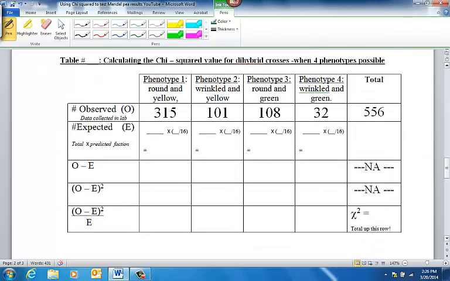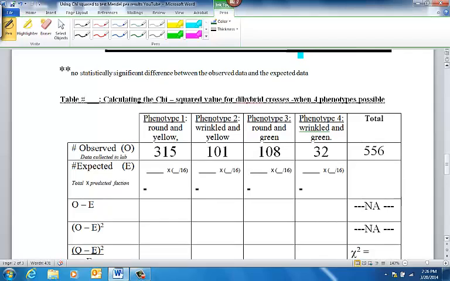So let's look at how we do the math. So this is just a broken down version of that chi-squared equation. Again, remember the chi-squared equation is chi-squared equals the sum of the observed minus the expected squared, so that way positives and negatives won't cause any trouble, divided by the expected. Okay. Now, here are our observed values from Mendel's actual experiment. 315, 101, 108, 32 equals 556.